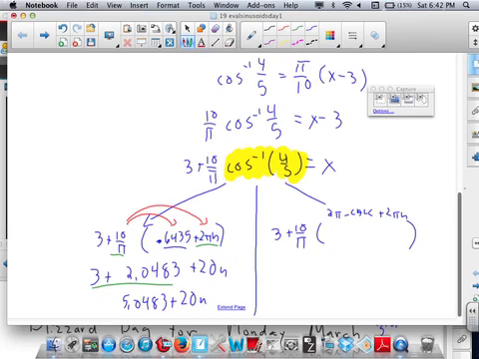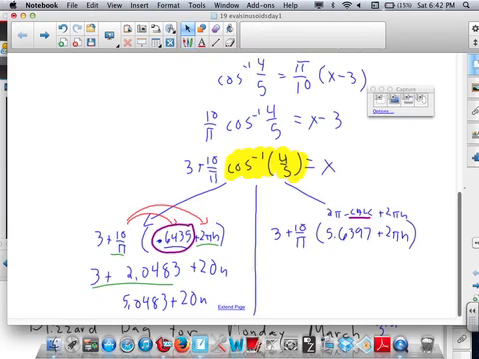So, the calculator answer, if you remember, is this number right here. So I'm going to go 2 pi minus that calculator answer, and I'm going to write it right here in the parentheses. I did that in my calculator and get 5.6397 plus 2 pi n.